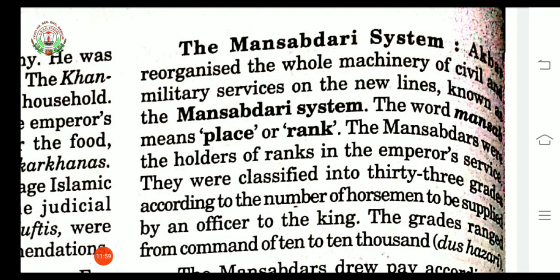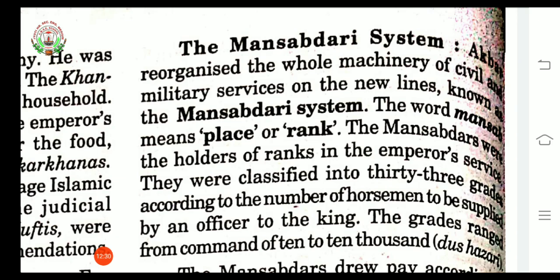Next is Mansabdari system. Akbar reorganized the whole machinery. Here machinery means a group of people or a system. So this machinery that is related to civil and military services is known as Mansabdari system. The word Mansab means place or rank. The Mansabdars were the holders of the ranks in the emperor's service. Mansabdars were classified into 33 grades.